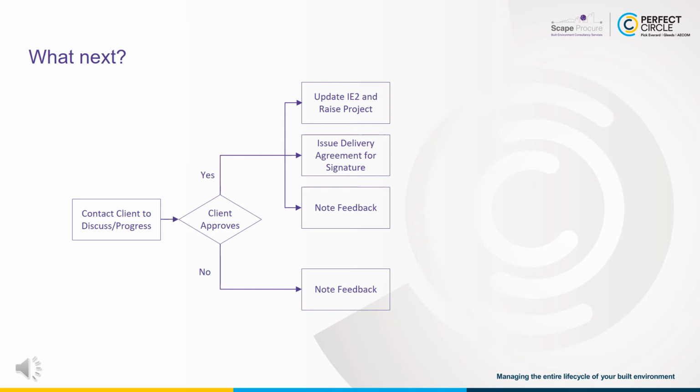Once the client has made a decision, and let's be positive about this, then you've a series of activities to undertake. Firstly, you need to update IE2 and raise the project. This is covered in the BECS Assure module entitled IE2 Collaborative Platform. You need to issue the delivery agreement for signature. This is covered in the BECS Assure module on contracts.